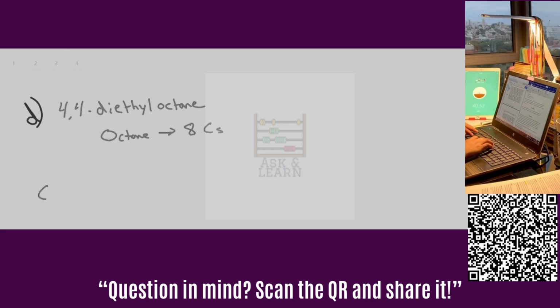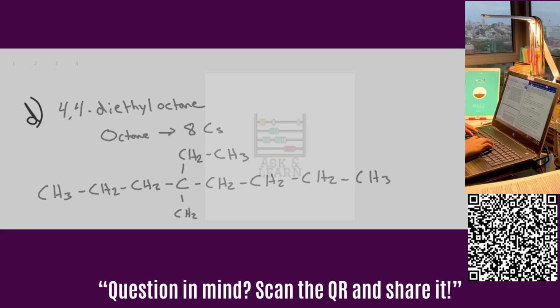So we can go ahead and draw in our chain here for 8 carbons in a row, the 4th carbon having no hydrogens to accommodate the 2 ethyl groups. And then we can draw in the ethyl groups, one above and one below. And this gives the structure for 4,4-diethyl octane.